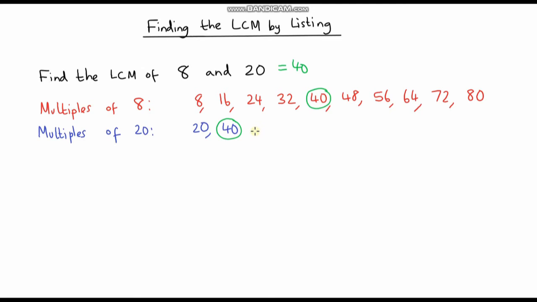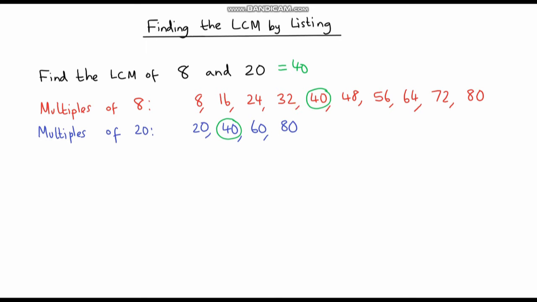Now we could keep going just to find some other common multiples. So let's do that. So the third multiple of 20 is going to be 60. And then 4 times 20 is 80. And again, notice we've got common multiples. 80 is a multiple of 8, and it's also a multiple of 20. But we're asked to find the lowest common multiple. So the lowest common multiple is just the first one that appears twice. And we can see that that is 40.